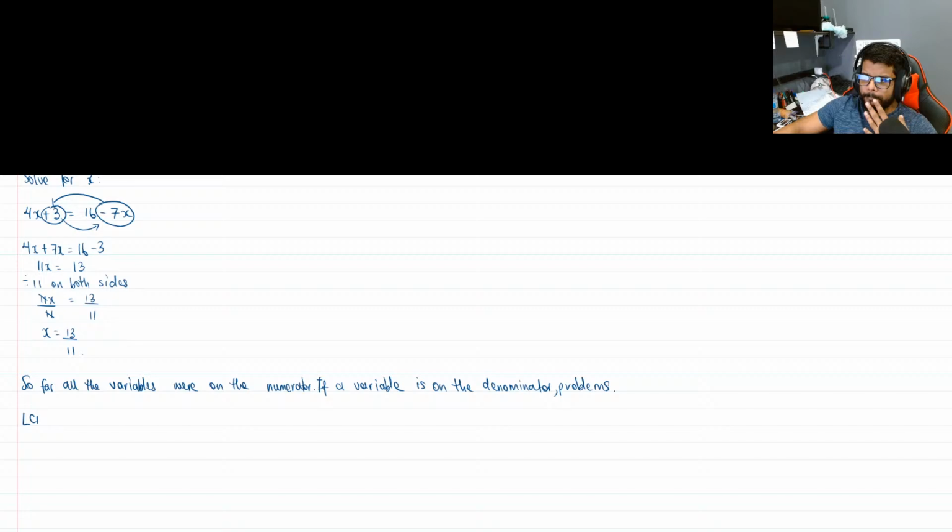LCM can be used to express the sum or difference of a number of fractions as one fraction.